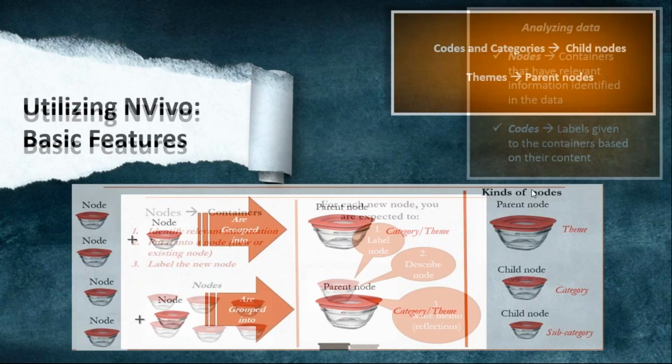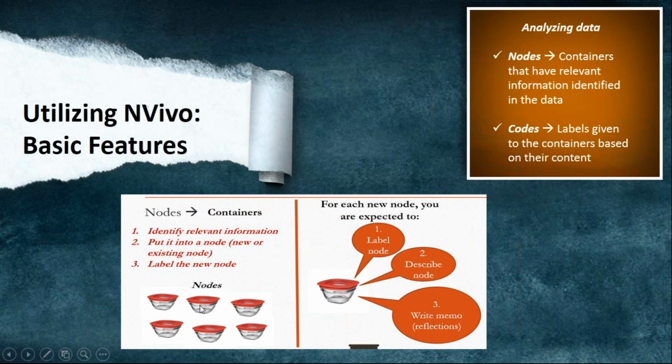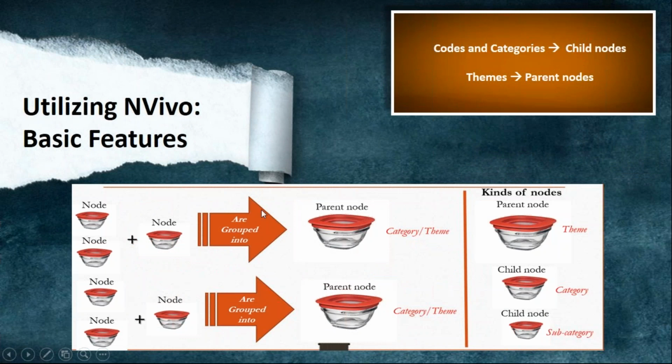But specifically, what you're doing is think about nodes as containers. So when you create a container, you look through your data, you drop significant information, and then you label the container based on the content in the container. Right.